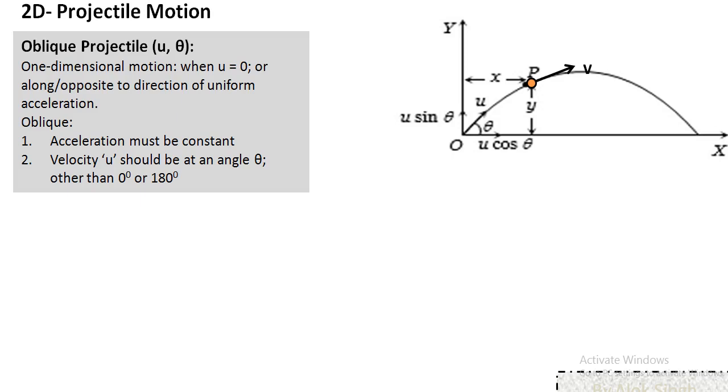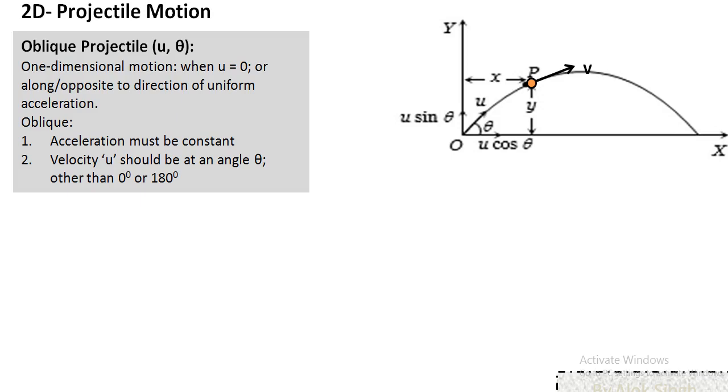So that itself gives a hint about what is oblique projectile. In an oblique projectile, the angle between velocity and the acceleration is not 0, not 180. Anything other than 0 and 180 will give rise to an oblique projectile, which will have two-dimensional motion.